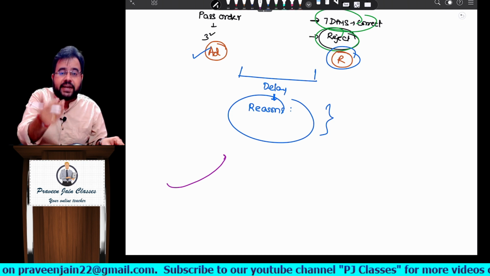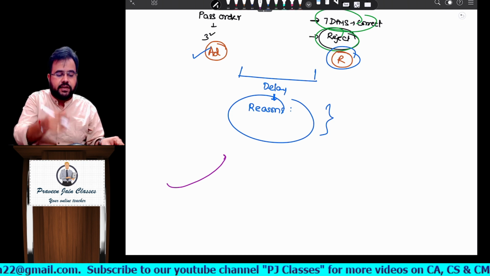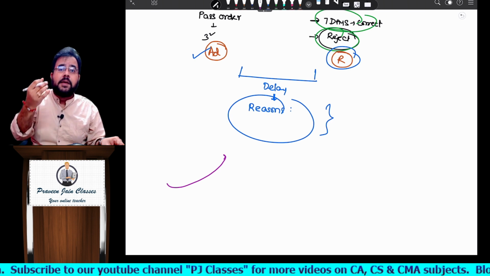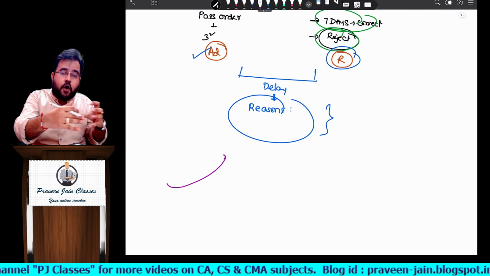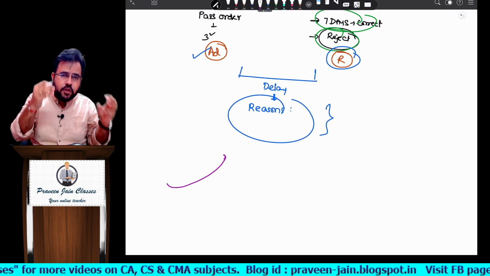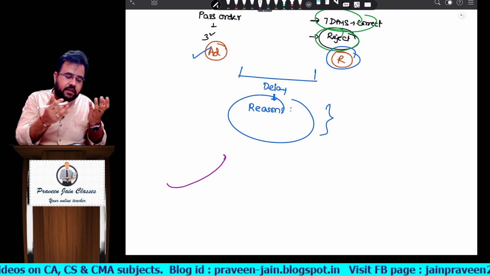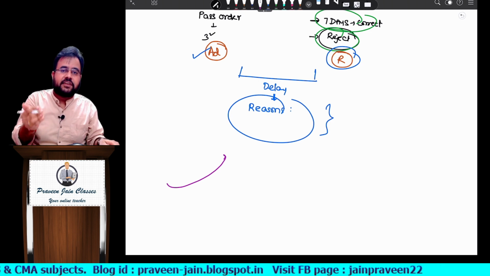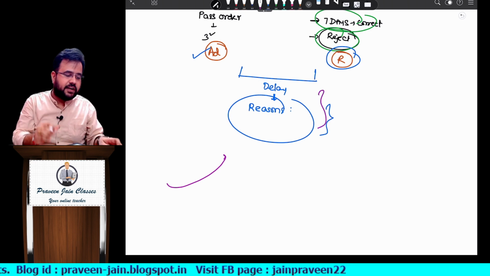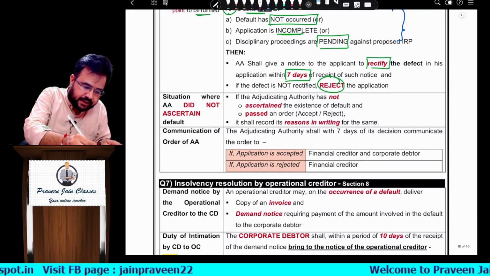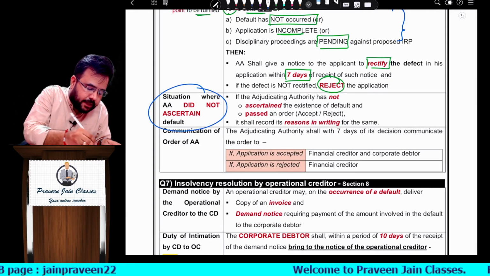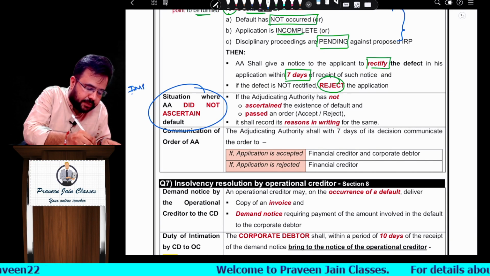Maybe due to the pandemic situation, I could not give the order within 14 days. Maybe we could not ascertain the default, sir. This was a very complex case and we could not ascertain the default. So you should give proper genuine reasons. Then you may admit the application or reject the application even after 14 days. Now this was inserted via the amendment in the 2019 Act, sir. So look, this is an important amendment which has happened, sir.